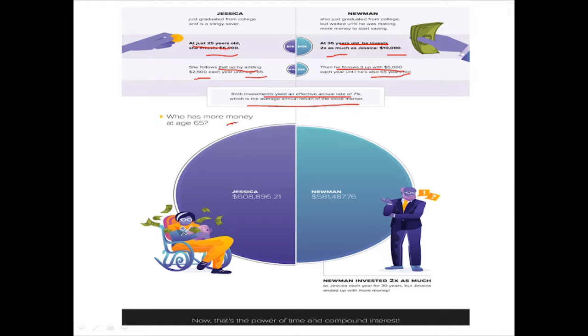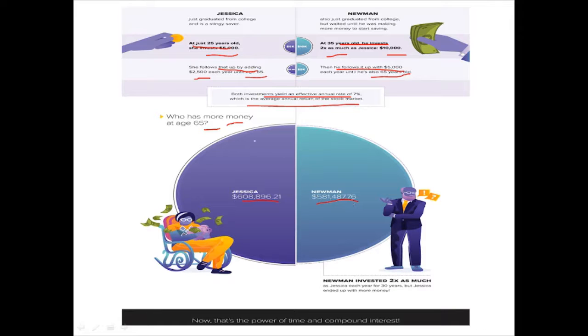So who has more money at the age of 65? You can see Jessica has $608,000, whereas Newman has only $581,787.76. So you can see clearly that Jessica has more money. So what is the reason?